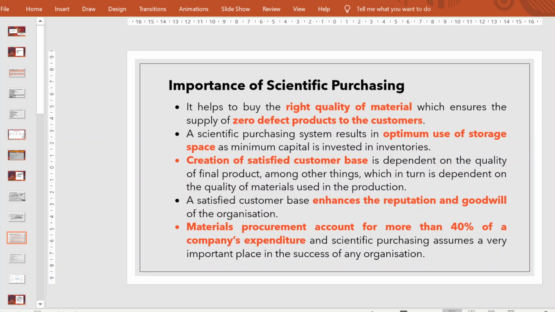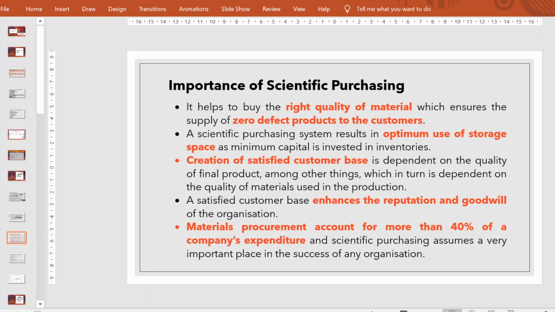Then material procurement account. The thing is, 40% of a production unit cost is based on material procurement. So it is very important to have scientific purchasing. If you're not having a proper method of purchasing good quality products at a cheaper rate, it will have a great impact on your profit.